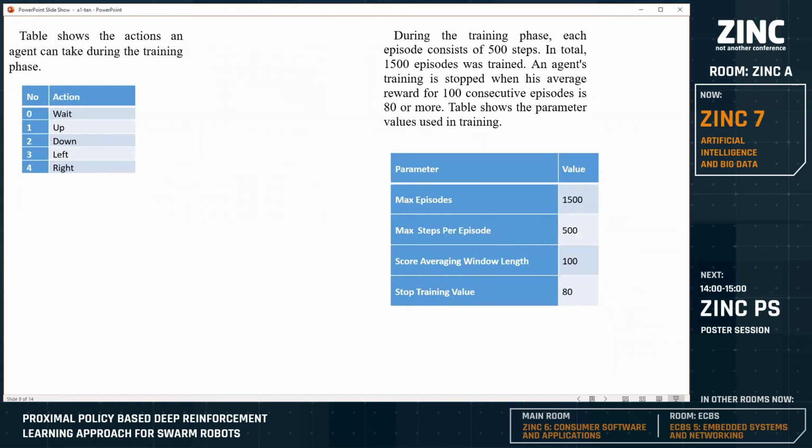The table shows the parameter values used in training. We used these hyperparameters for this training. Max episodes is 1,500. Max steps per episode is 500. Score averaging window is 100. Stop training value is 80.